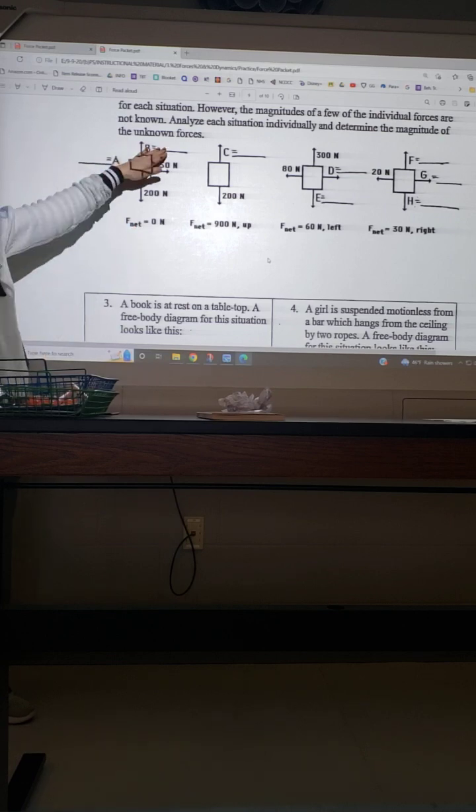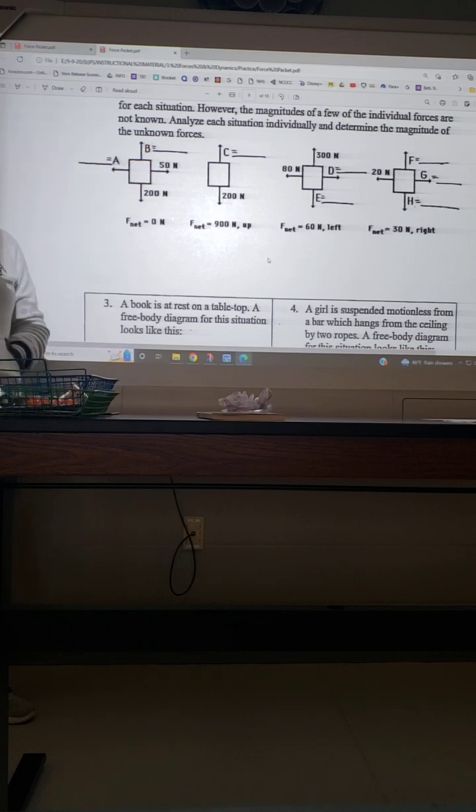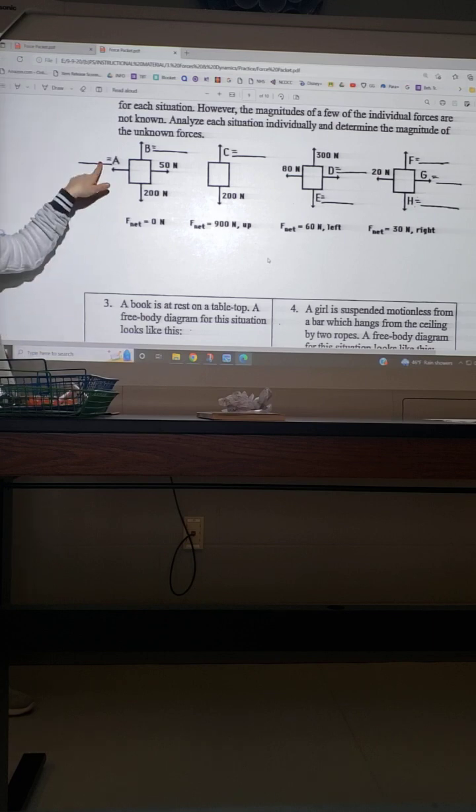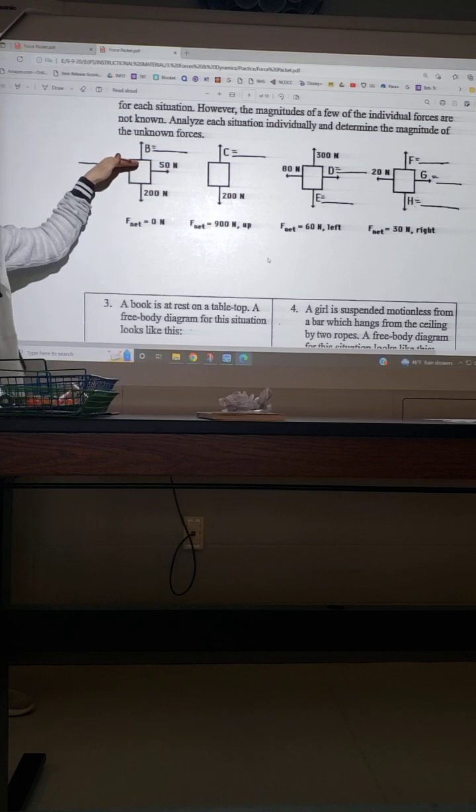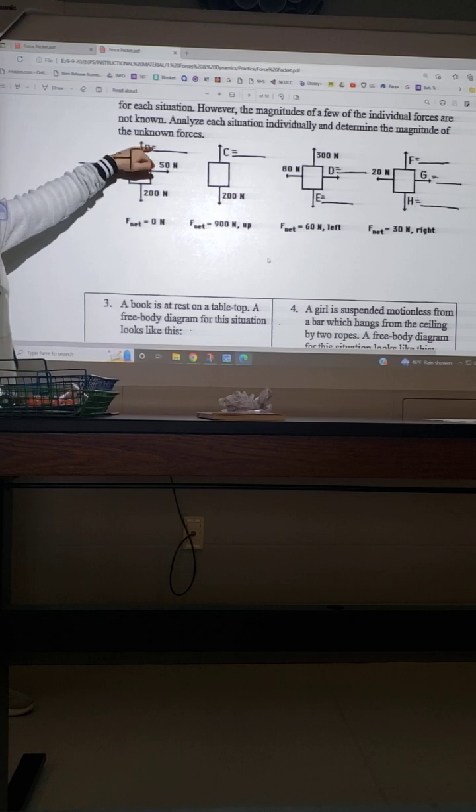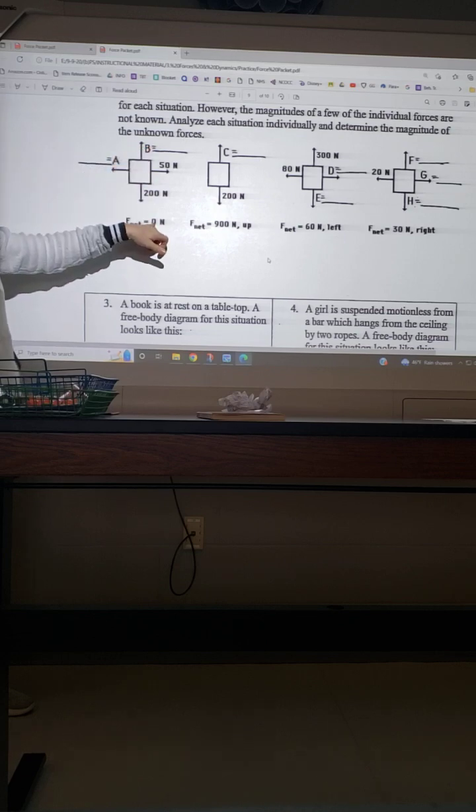So I need to decide what happens at location A and location B. Tell me, Layla. Okay, you need whatever to balance. We're trying to get horizontally it to equal 0. So if we fill in a 50, 50 minus 50 is 0. And then we need to get 200 to get to 0, because that's what it said my net force was.